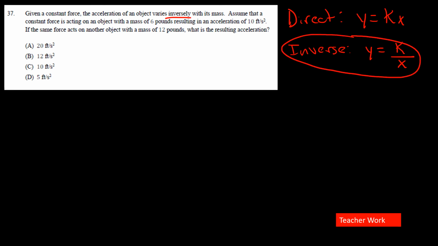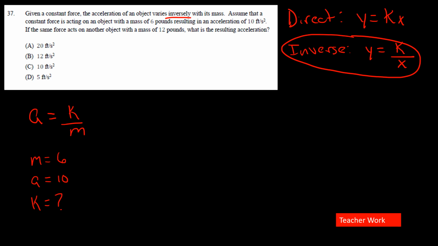When we're setting this up, it says given a constant force, the acceleration of an object, so the acceleration A, varies inversely with the mass. So that means that it's going to be k over m, where A is the acceleration, m is the mass. Assume that a constant force is acting on an object with a mass of 6 pounds. So they're telling us that m is equal to 6, and it results in an acceleration of 10. A equals 10. They want to know the same thing when the mass is 12. So I've got to find this k. k is what we're looking for.